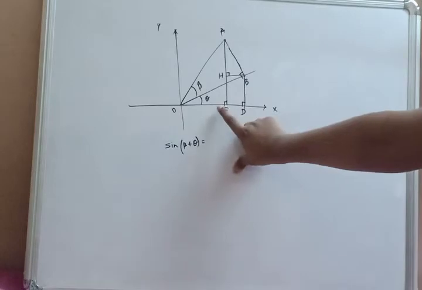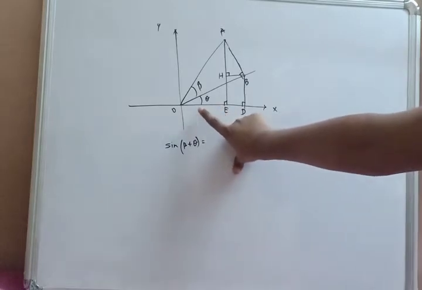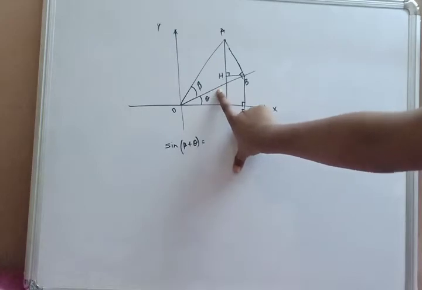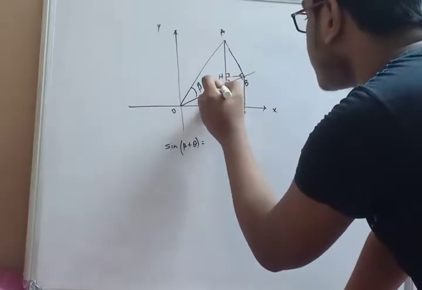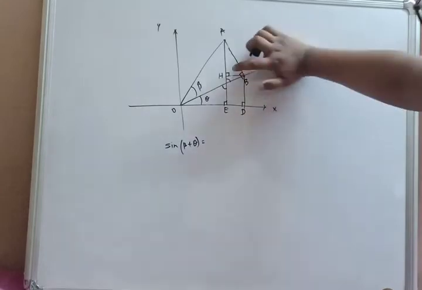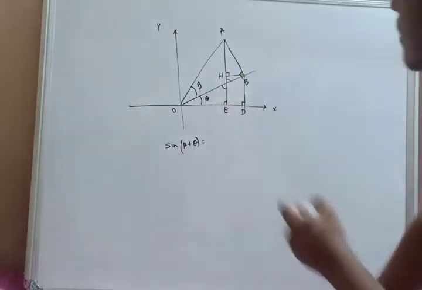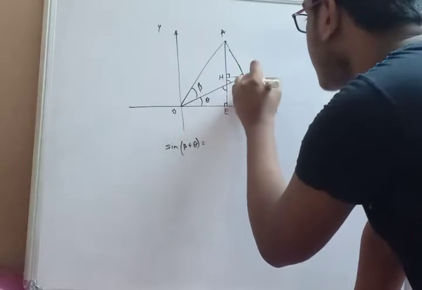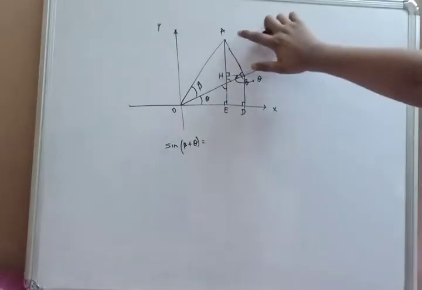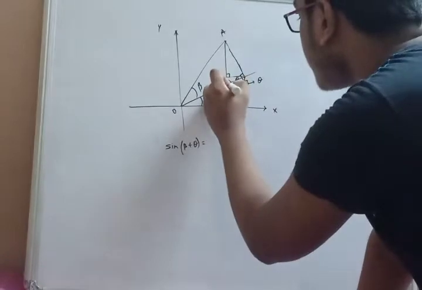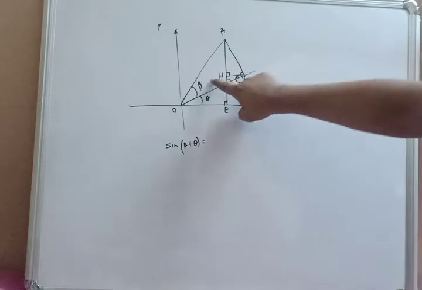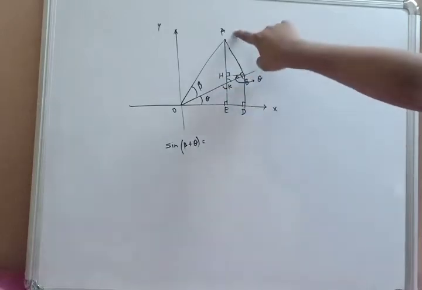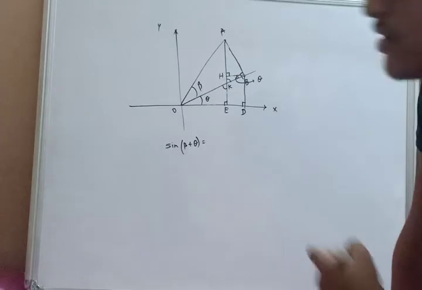Now you can see this angle is 90 degree, this is theta, so this must be 90 degree minus theta, and this angle is vertically opposite, so they are equal. So this angle is also 90 degree minus theta. Now this angle is 90 degree, that means this angle is theta. This AB, let me call this point K. ABK is 90 degree and HBK is theta. So ABH is bound to be 90 degree minus theta.